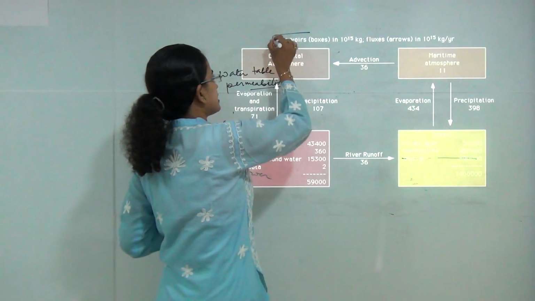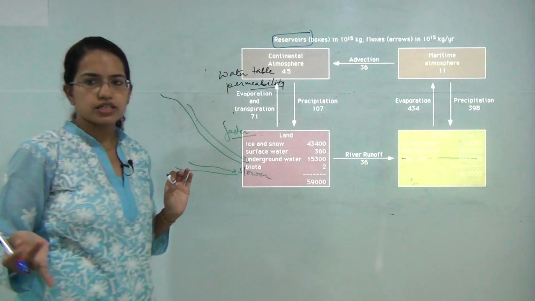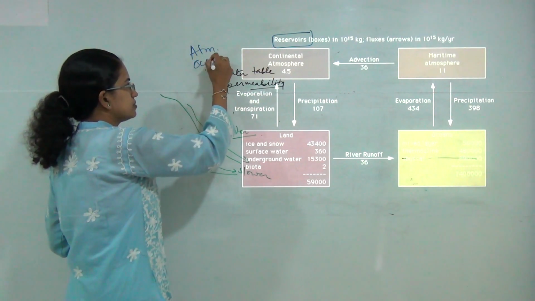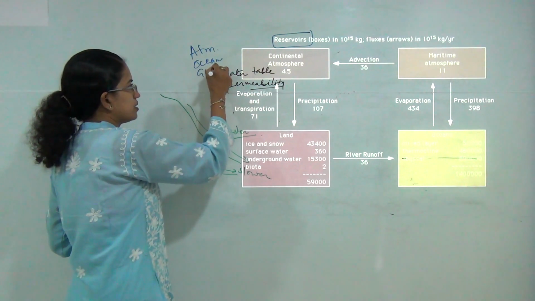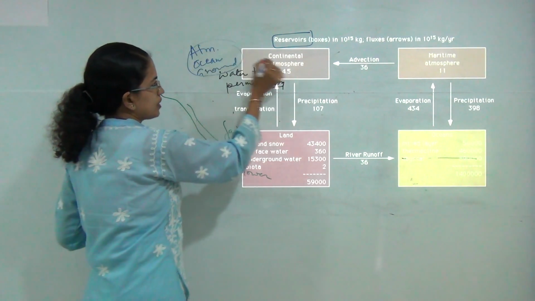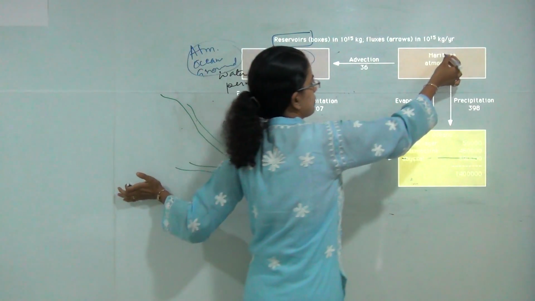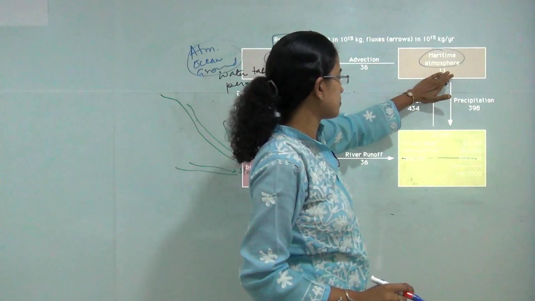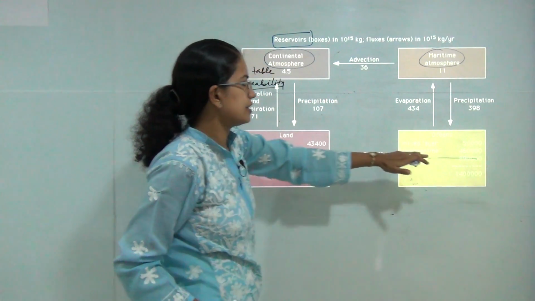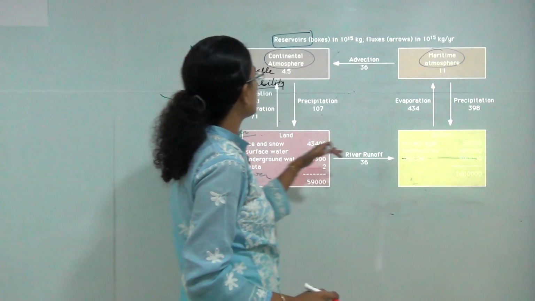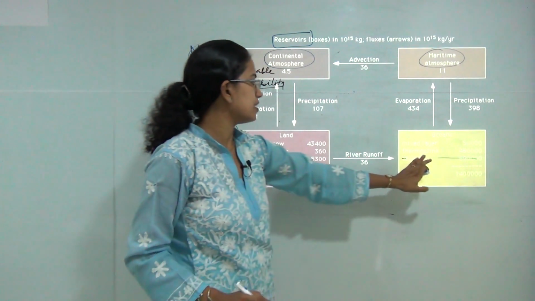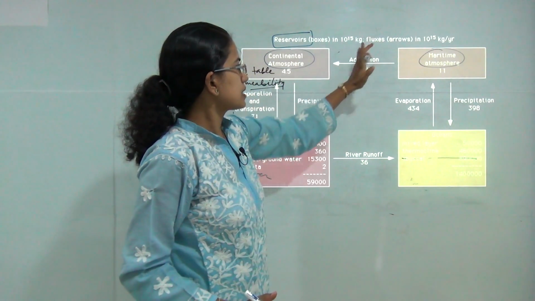So I can say there are three basic reservoirs, that is atmosphere, ocean and ground. So if we talk about here, you have atmosphere that is divided into two, the continental atmosphere and maritime atmosphere. Then you have the land and the ocean. You have the amount of the various reservoirs and their capacity here and how the fluxes take place.